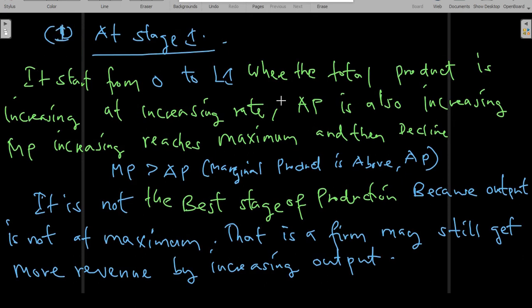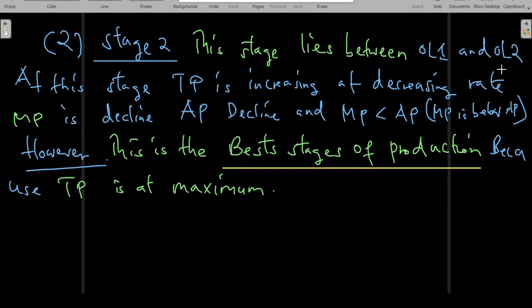So let's have a quick review of what we have learned at stage 1. As I told you, it starts from 0 to L1, where the total product is increasing at an increasing rate. So average product is also increasing, marginal product is increasing, reaching maximum, and then declines. The marginal product is actually above the average product. So it is not regarded as the best stage of production because output is not at maximum. That is, a firm may still get more revenue by increasing output. This means that it will have extensive room to produce more output level.